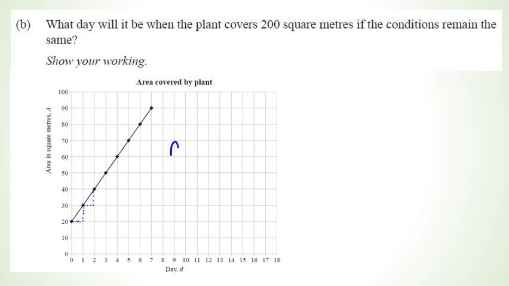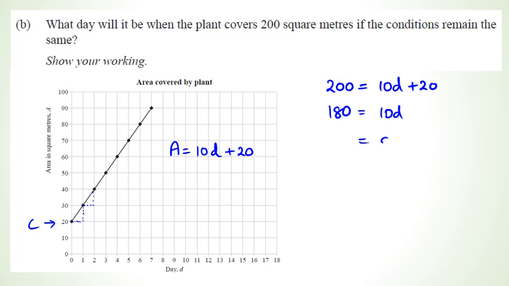So we know that the gradient was 10 from the previous question, so we can write that as 10d. And also we can see that the y-intercept here is at 20. So we could write the equation as a is equal to 10d plus 20. If we want to figure out when it equals 200, we put down 200 equals 10d plus 20. Rearranging this, I'm going to get 180 equals 10d, and d equals 180 divided by 10, which means d equals 18 days. So it'll take 18 days for it to cover 200 square meters.